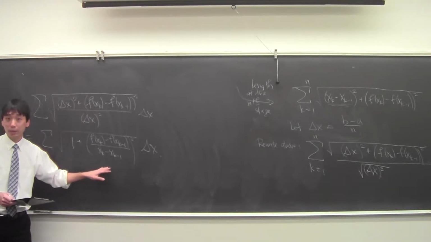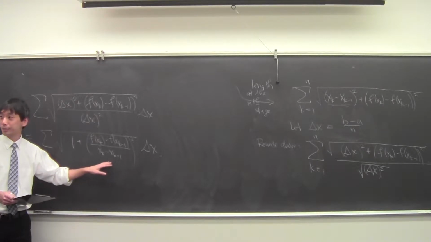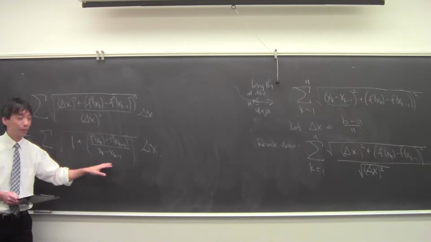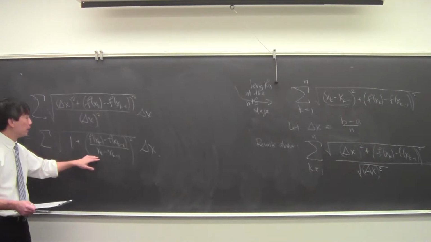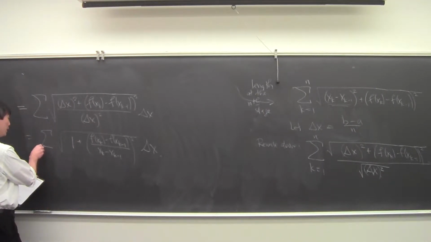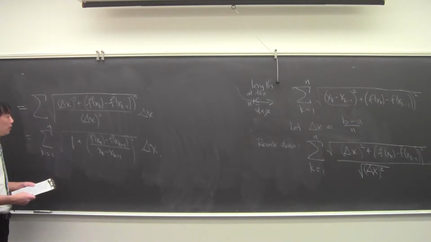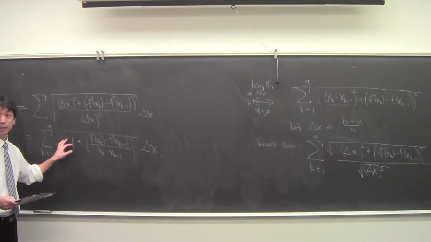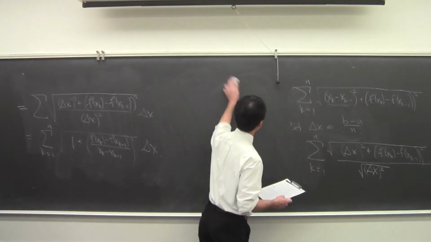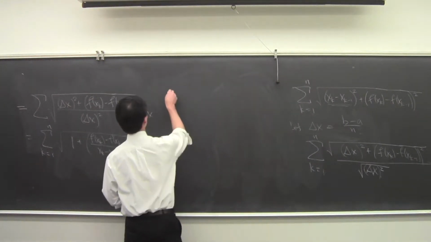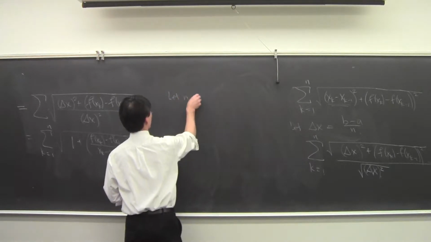Everybody all right? Any questions? Okay. So this is how I want to write the length at the nth stage. This is the length at the nth stage. And now let n go to infinity.